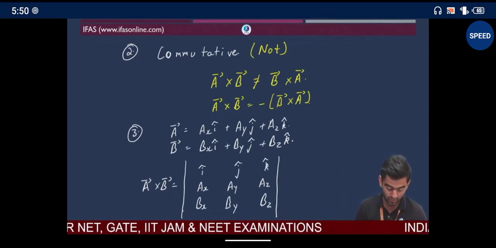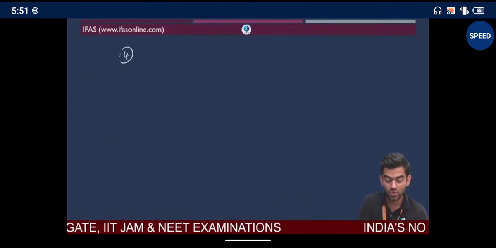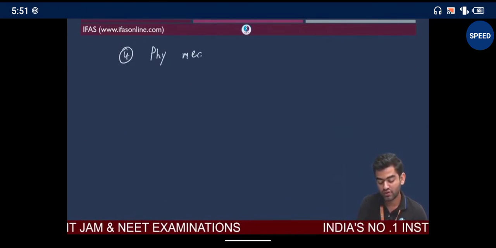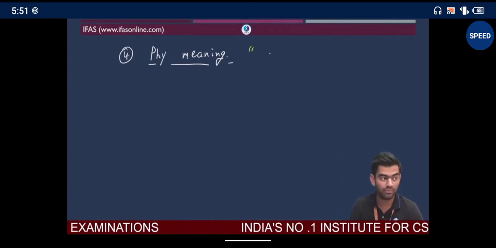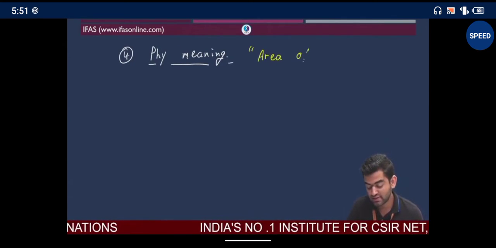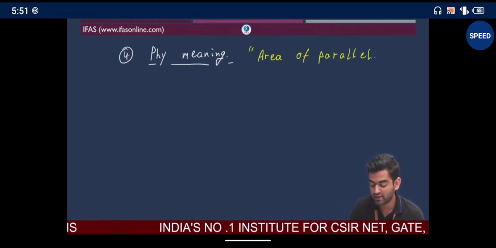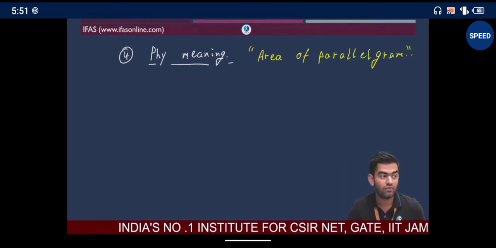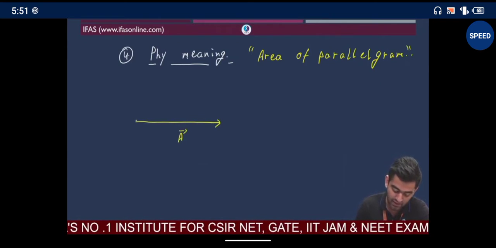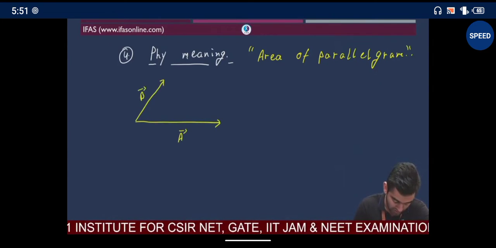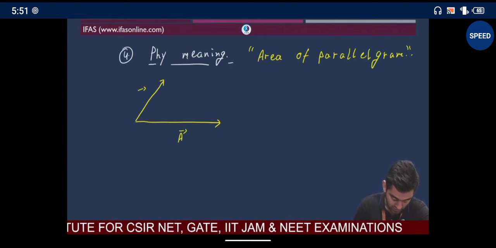Now let's move on to another property, which is the physical meaning of the cross product. The physical meaning is that it tells us the area swept by a parallelogram, or it can be used in a scenario where we need to calculate the area swept by two vectors. Let's take a similar example: A vector is in this direction and B vector is in this direction. In the previous case, we took the projection of the B vector along the A vector and took the product in that direction.